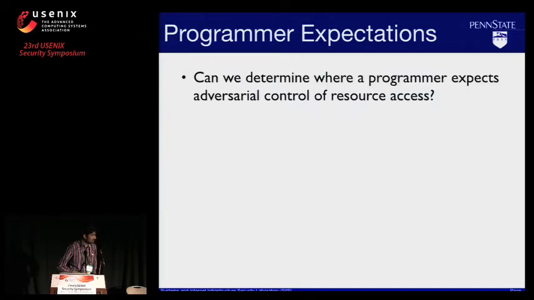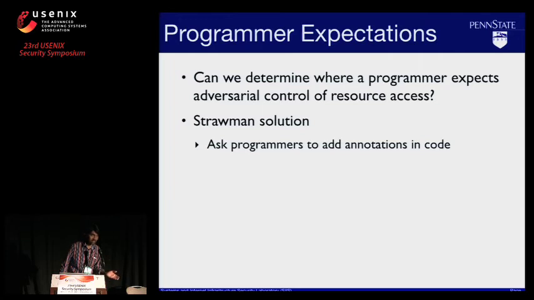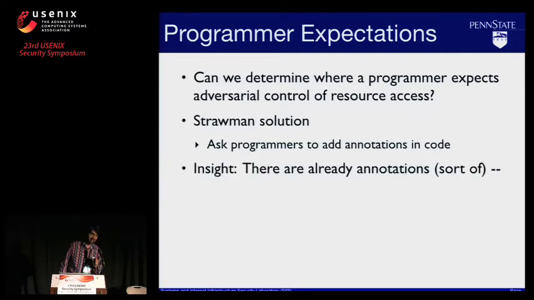So can we determine what the programmer's expectations were in some automated manner? You could, of course, ask the programmer to add annotations, but this is not going to help the large body of code that's already out there. But actually, there is a sort of annotation already present in the code. And this is exactly the defensive checks that the programmers write. So if you are able to find whether defensive checks have been placed around the resource access, you can then derive the programmer's expectation from that.